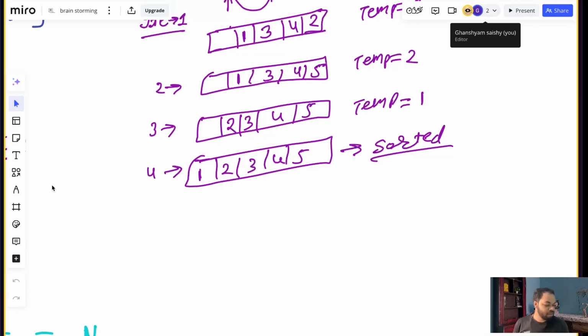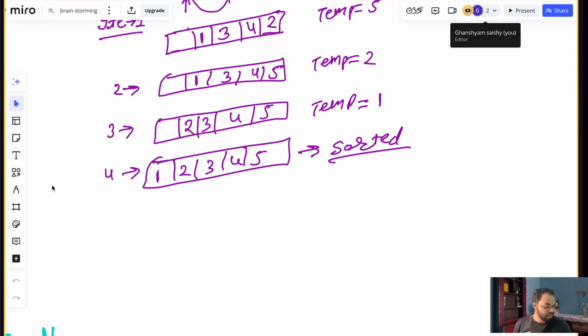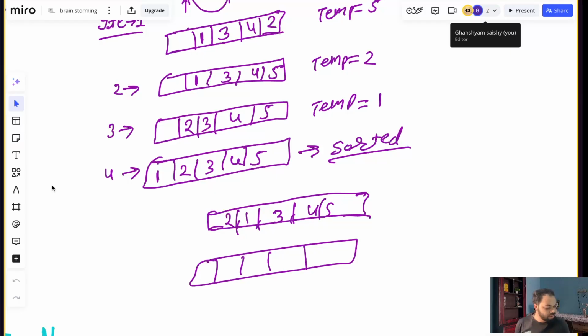But it might be possible that there is one more condition that might occur in the system. That is, if you start with 2, 1, and then 3, 4, 5, look into it. If I do the same steps for this, you will see the second is not in its place. So I'll say temp equals 2 and make it empty. Then I see it is not in its place, so it becomes 2, 3, 4, 5, and temp becomes 1.